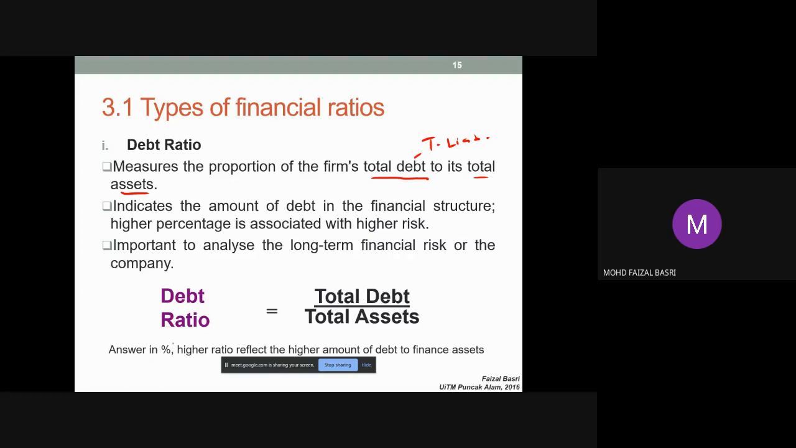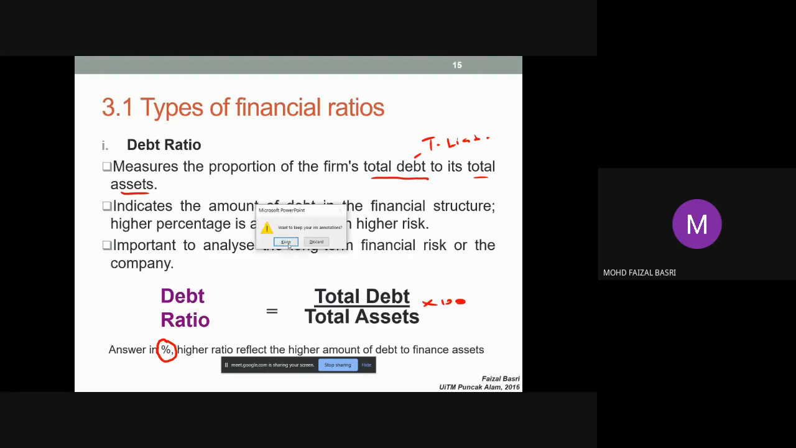Whenever the answer is in percentage, you need to multiply by 100, by default. If it's in percentage, multiply by 100 to get the percentage. The higher ratio reflects a higher amount of debt used to finance its assets, which is not good. The higher the ratio, the worse it is.